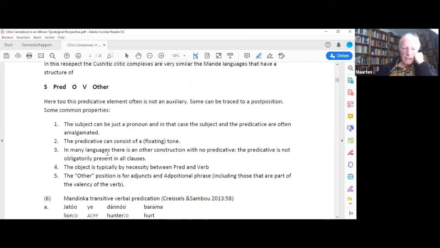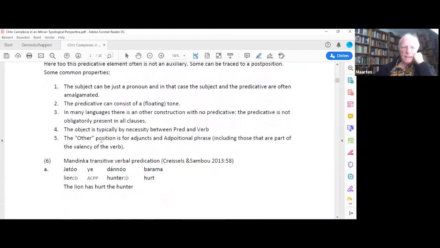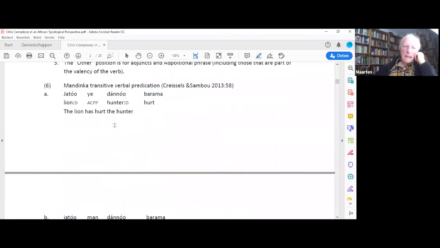Not all the clauses in all the languages have this structure. There are also languages without the predicative, but the object is typically necessarily between the predicate marker and the verb, in the verbal place. Others can be all sorts of things: adjuncts, adpositional phrases. But we have a few examples from Mandinka. So where we have the subject with the definite marker, this is the predicative, the hunter, the object, in the brace, and then the verb to hear.